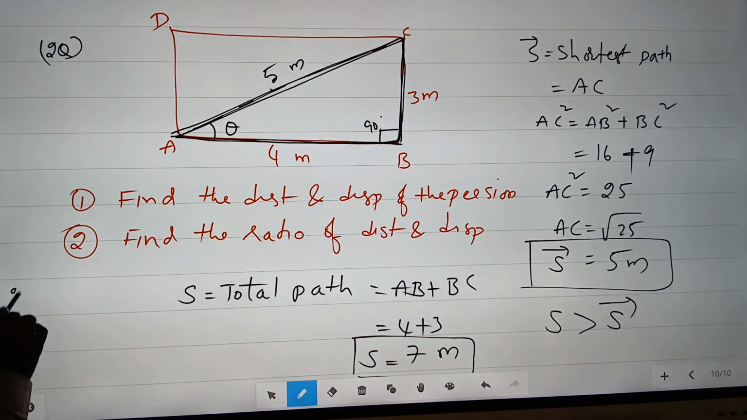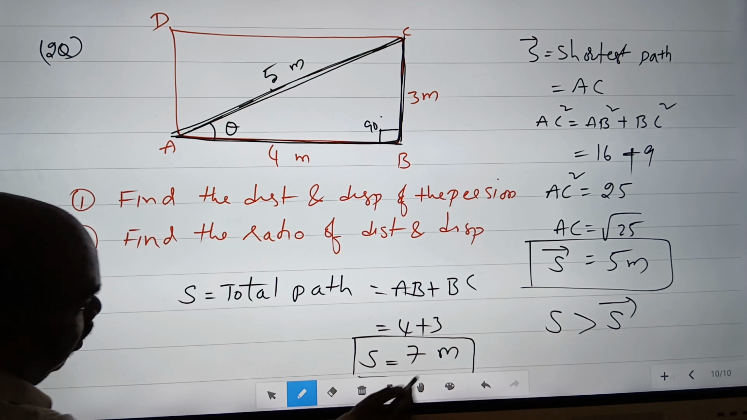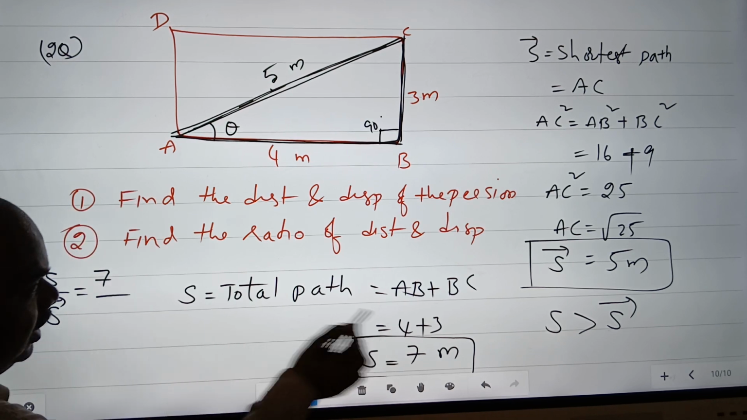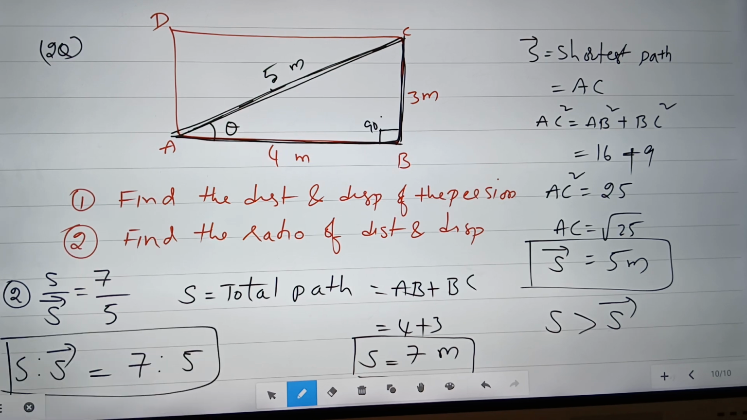Now question number 2. What are they asking? Distance by displacement ratio they are asking. What is the distance? 7, by displacement 5. That means the answer is 7:5. S is to S bar equal to 7:5. This is distance versus displacement. Clear? Please note down.